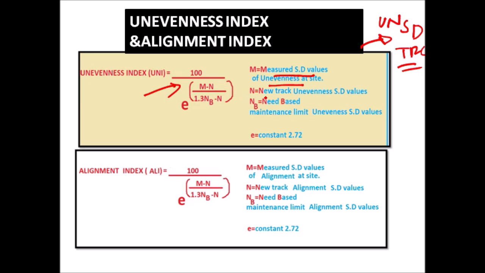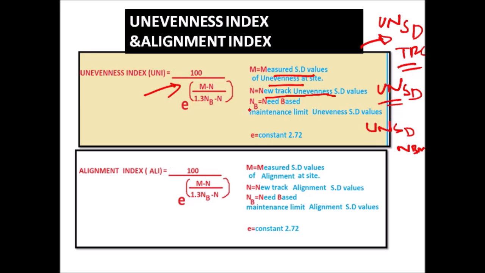So at site, what is the unevenness SD? That is m, and basically we get this data from TRC. Next, N is the new track unevenness SD value. For a new track, what is the unevenness SD? That is N. And next, NB means what?